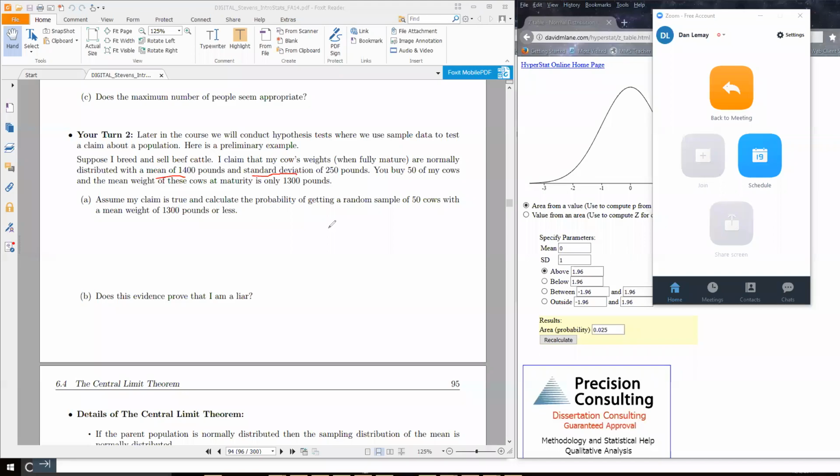Okay, so this is a problem about sampling distributions. I know it's a sampling distribution because we're given a mean and a standard deviation. So let's see, what does he say? He claims that his cows' weights are fully mature and normally distributed with a mean of 1,400 and a standard deviation of 250 pounds.